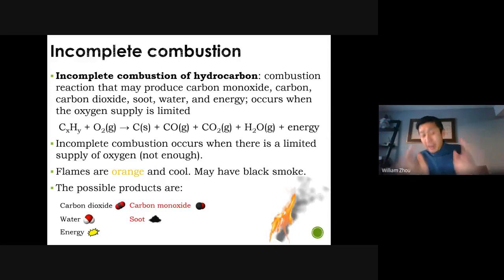The products, there's 5 of them. Carbon dioxide, water, energy, just like complete combustion, but in addition, I highlighted in red, you have carbon monoxide and soot. Okay, is that clear? The difference between complete versus incomplete combustion.